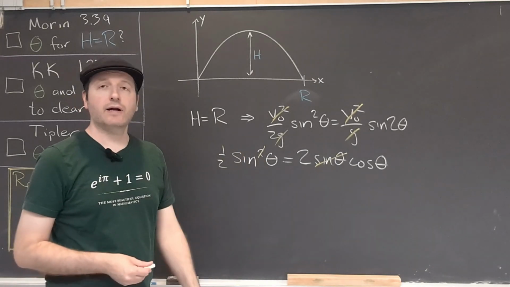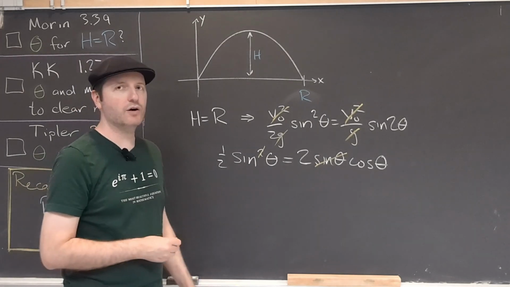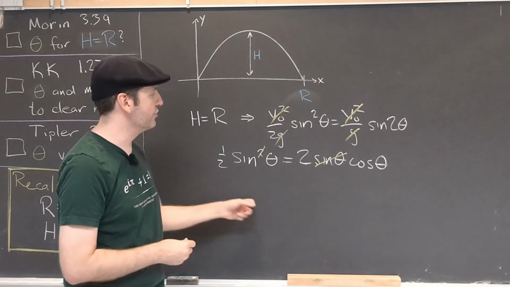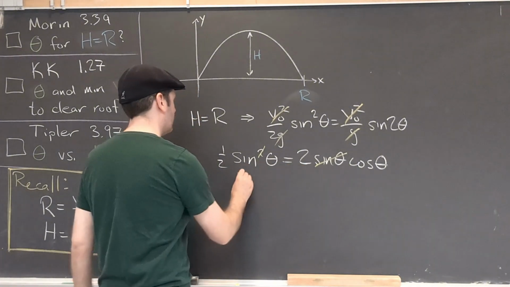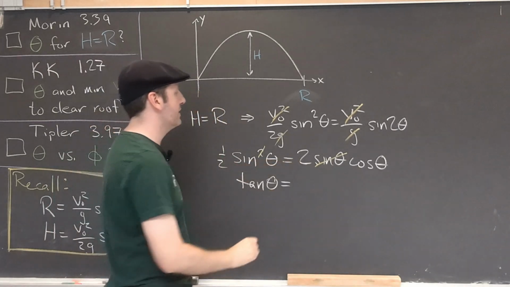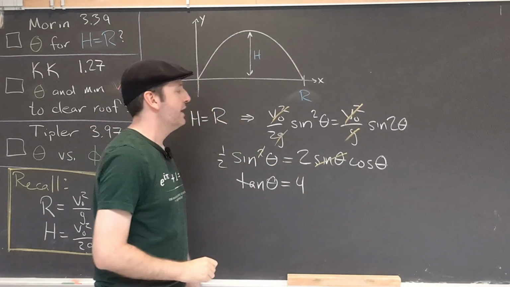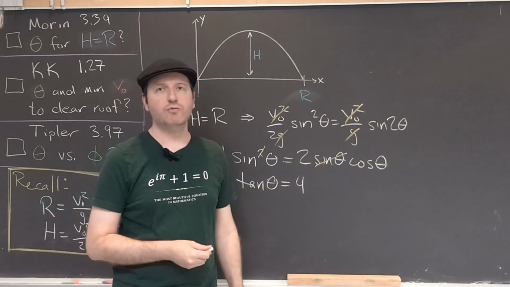Now I just need to figure out what this theta is. The easiest way to do this is to divide both sides by cosine, and I'll also move this 2 over here. When I divide sine by cosine, I get tangent. On the other side, 2 times 2 gives me 4, and the cosine has been moved over. So now it's a very simple equation, tan theta equals 4.